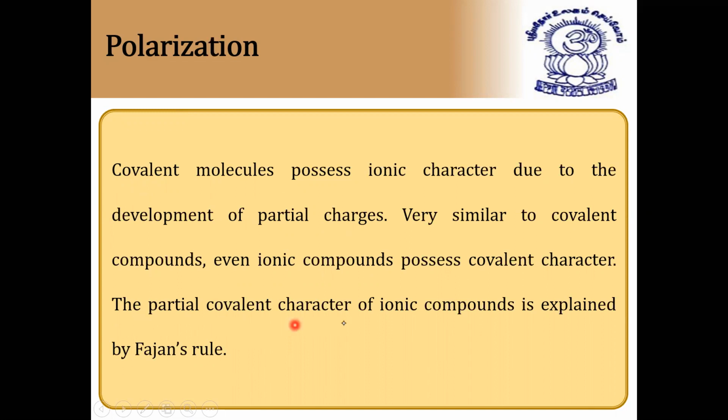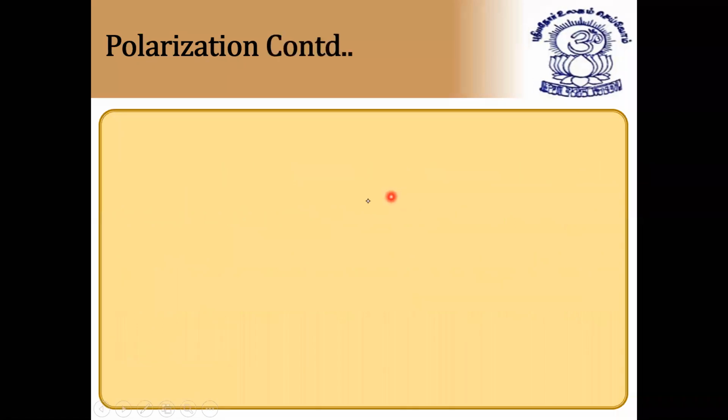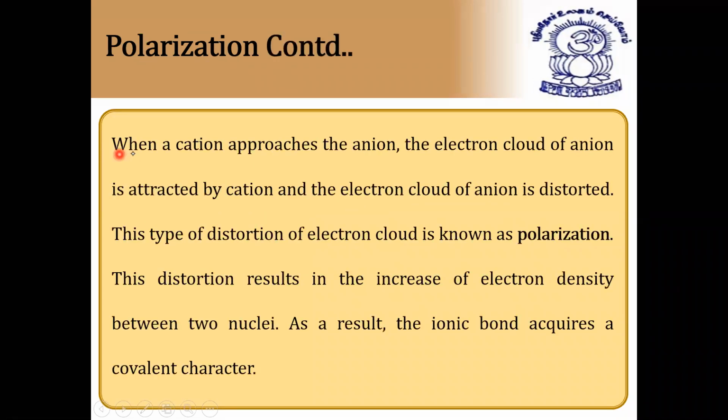This partial covalent character of ionic compounds is explained by Fajan's rule. Very, very important. Based on Fajan's rules, you'll get definitely one objective question. So what is Fajan's rule? We'll discuss. The partial covalent character of ionic compounds is explained by Fajan's rules. Now we'll see what Fajan's rules are. Very easy to understand, but there is logic in this, so try to understand the logic first. When a cation approaches the anion, see here, what is polarization? I'm explaining it clearly.